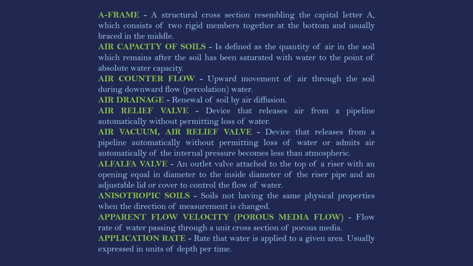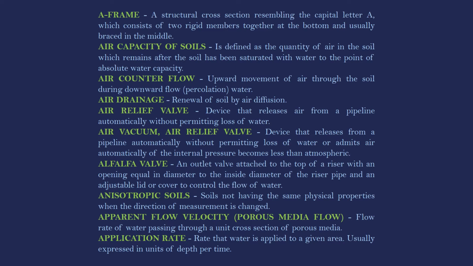Air counterflow: upward movement of air through the soil during downward flow or percolation of water. Air drainage: renewal of soil air by diffusion. Air relief valve: device that releases air from a pipeline automatically without permitting loss of water. Air vacuum: air relief valve.